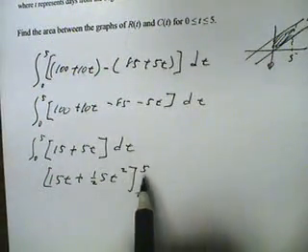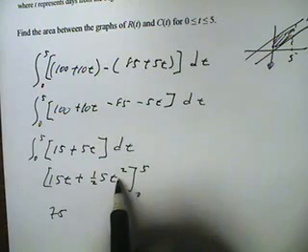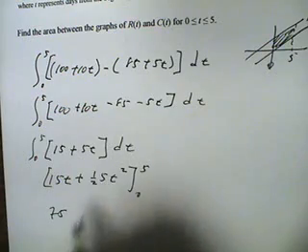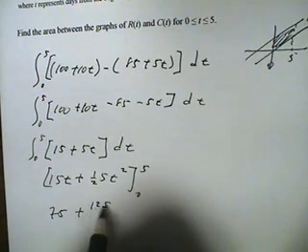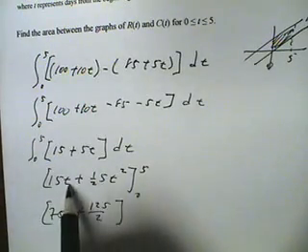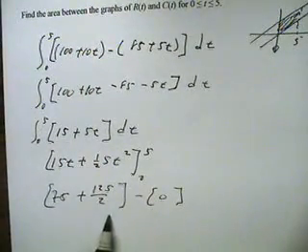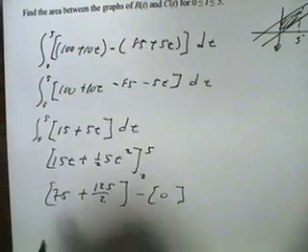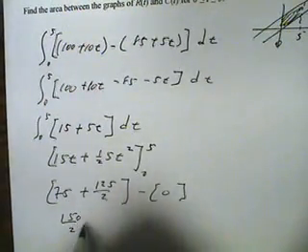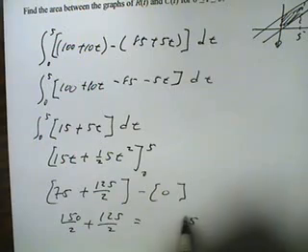Alright, now let's evaluate this. If I put 5 in here, 5 times 15 gives me 75. And then 5 squared is 25. And then 25 times 5 is 125 over 2. Now if I put the 0 in for here and here, we'll get 0. So minus 0. So what remains is this. If I multiply this by 2, I'm going to get 150 over 2 plus 125 over 2. And when I add those, I'll get 275 all over 2.